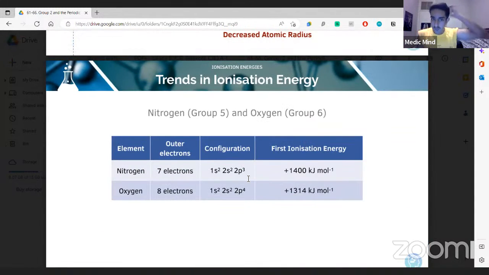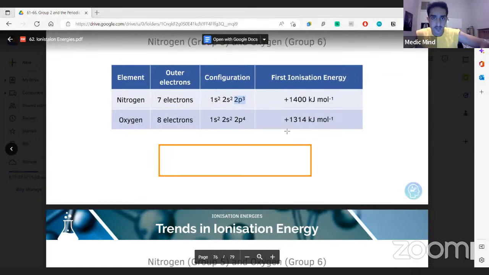The second drop is between group 5 and group 6, so nitrogen and oxygen. You go from S2P3 to S2P4. And the reason is, if you imagine the P subshell is split into 3 orbitals, nitrogen has 3 electrons in the P orbitals, but oxygen has 4, which means it has 1 upspin and 1 downspin electron in an orbital.